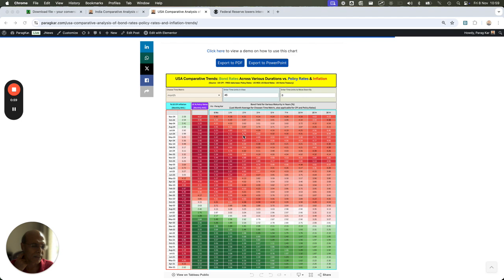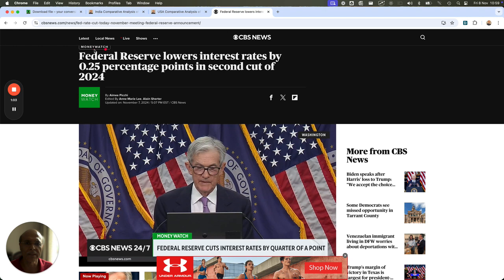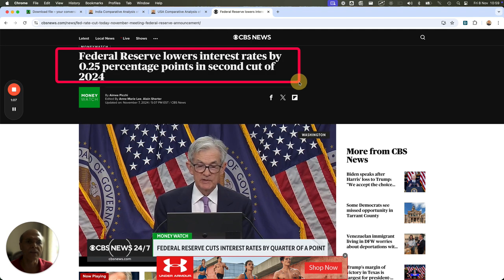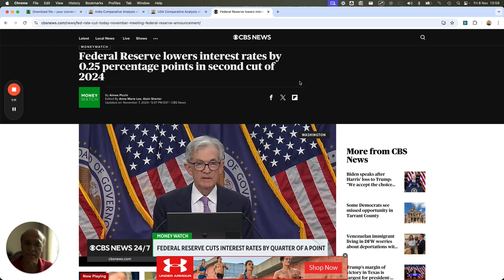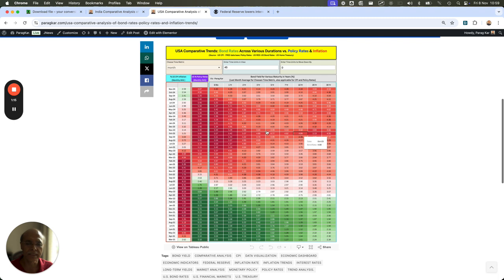Now, the reason I'm discussing this chart right now is because of the event which took place yesterday, where the Federal Reserve of the US announced a rate cut of 0.25 basis points. So this is a second cut. If you look at this chart, you will notice a very interesting insight by looking at these three parameters which are sandwiched on top of each other.